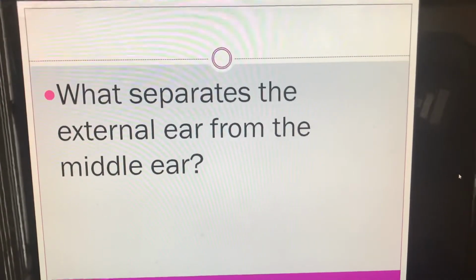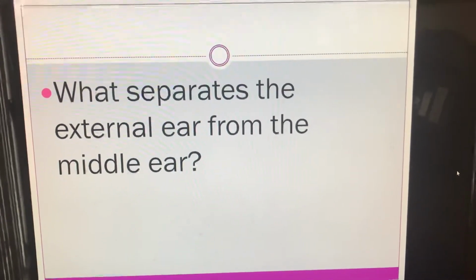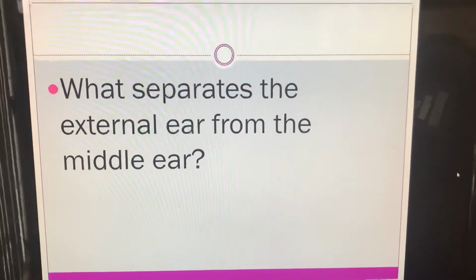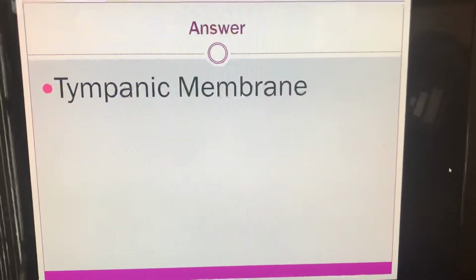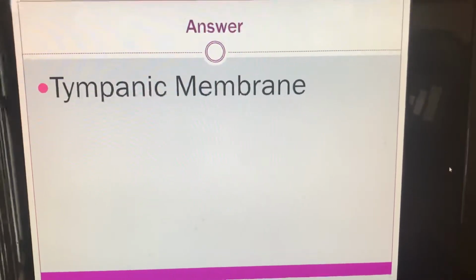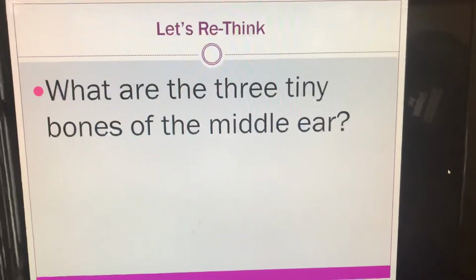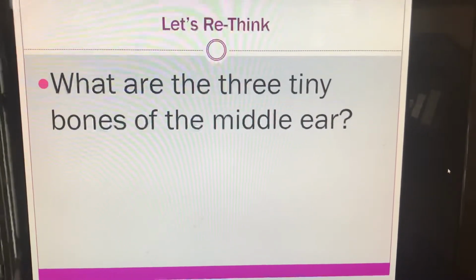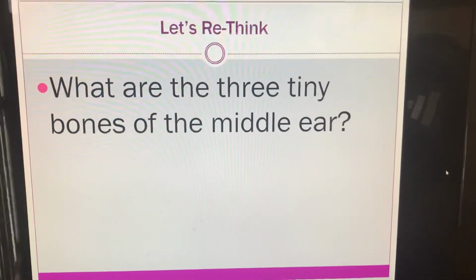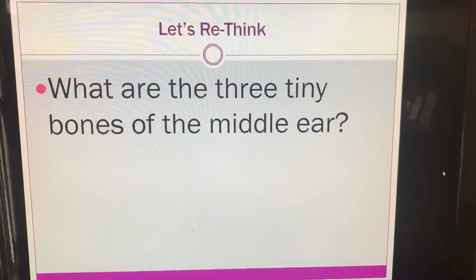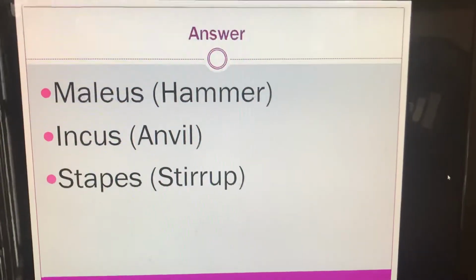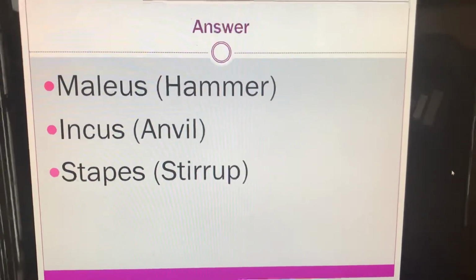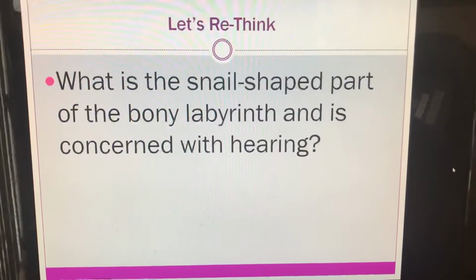What separates the external ear from the middle ear? The tympanic membrane. What are the three tiny bones of the middle ear? Your hammer, anvil, and stirrup, which are your malleus, incus, and the stapes.